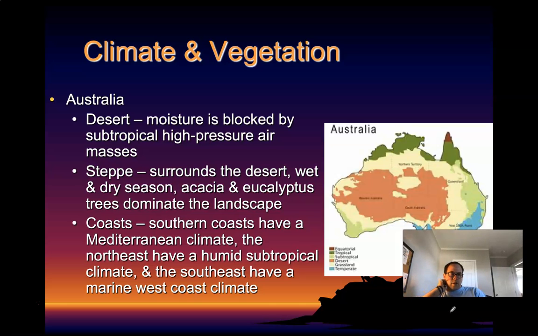So the climate and vegetation of Australia does have a desert region. The moisture is blocked by subtropical high pressure air masses. There is a steppe region too that surrounds the desert, with wet and dry seasons. And then the coastal regions: the southern coast has a Mediterranean climate, the northeast has a humid subtropical climate, and the southeast has a marine west coast climate.